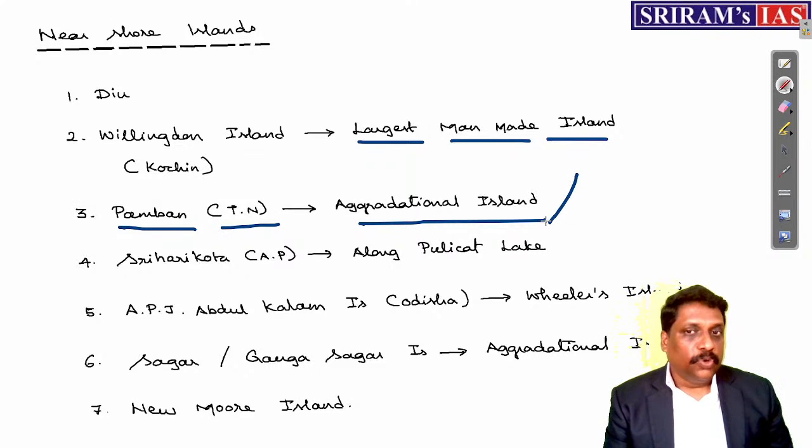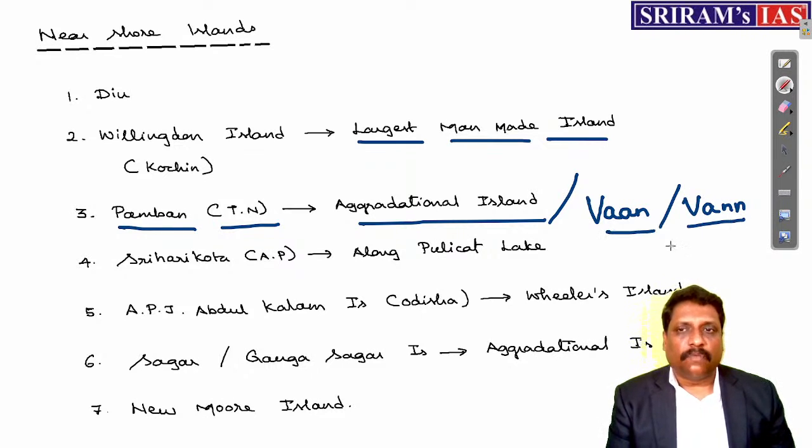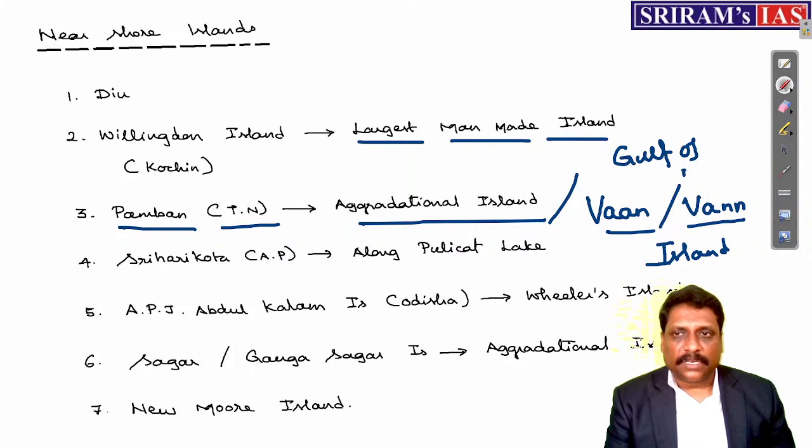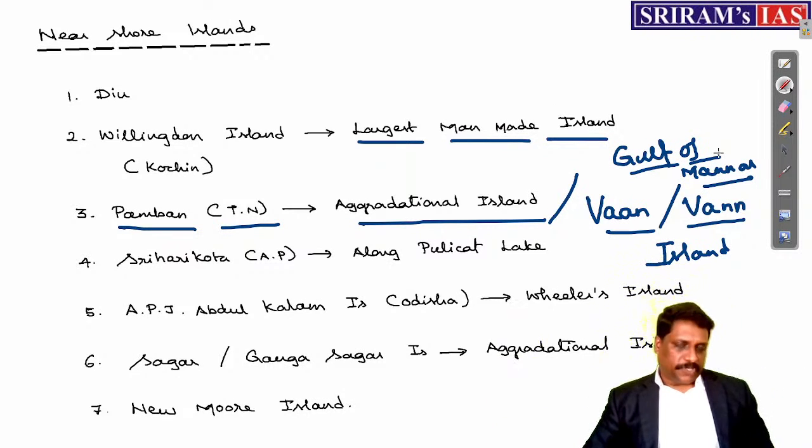And what was there in the news recently, my dear friends, you would have seen about something called Van Tivu. Either it is written as VAAN or VANN, both spellings, right? You come across Van Tivu or Van Island. Why exactly this island? It is in Tamil Nadu, Gulf of Mannar. Recently it was in the news because this island was almost submerged. Nearly completely, it got submerged.